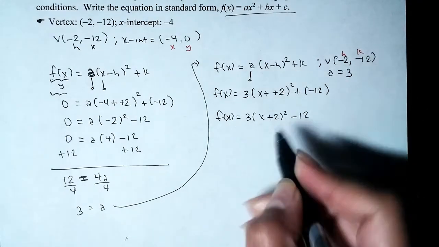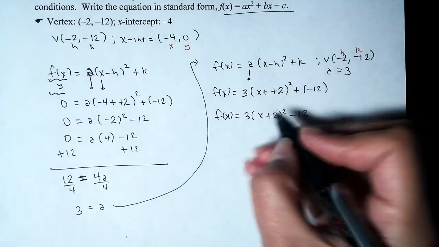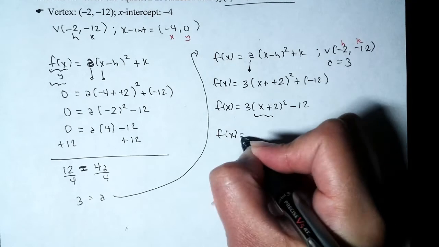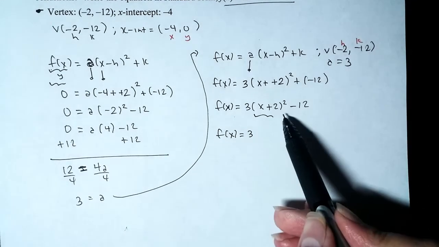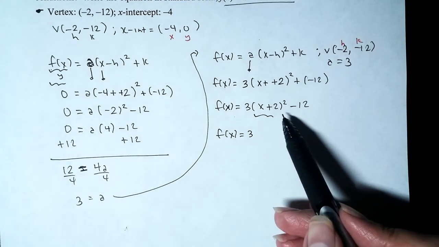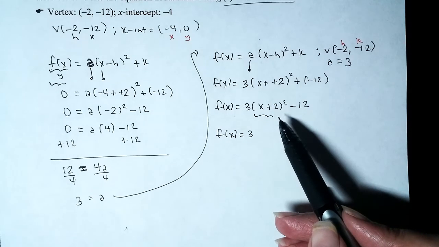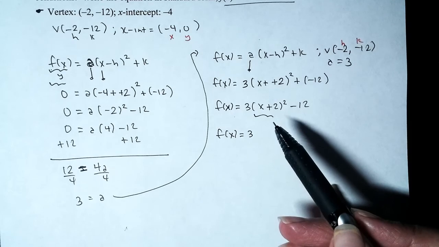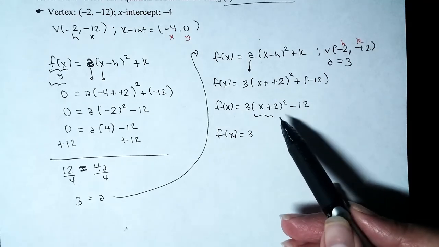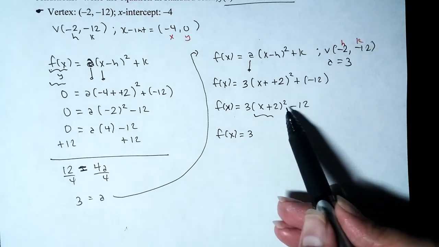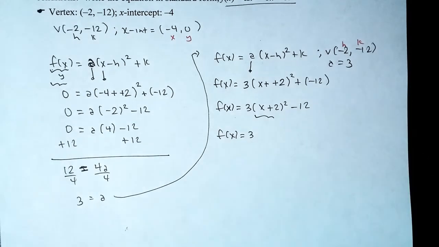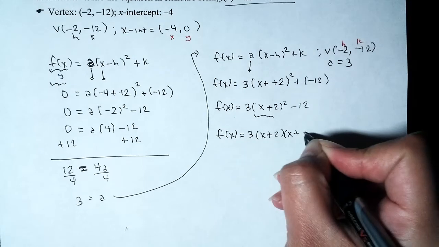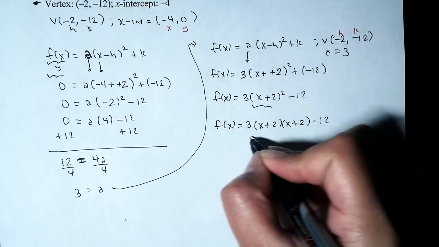minus 12. Let's expand the x plus 2. So f of x equals 3 times, and expand it however you want. If you feel comfortable taking the multiplication shortcut, squaring the binomial, go for it. But I forgot how that works, so I'm just going to old school it. I'm going to FOIL it out. Let's write it without the exponent of 2. So that will give us x plus 2 times x plus 2, minus 12. Take your time, FOIL it out.